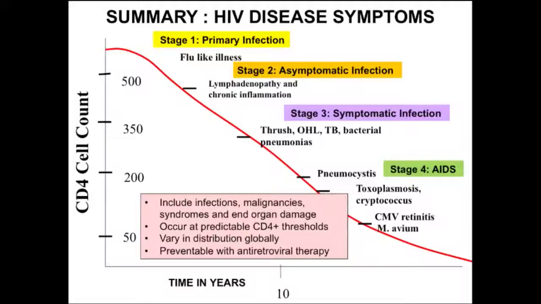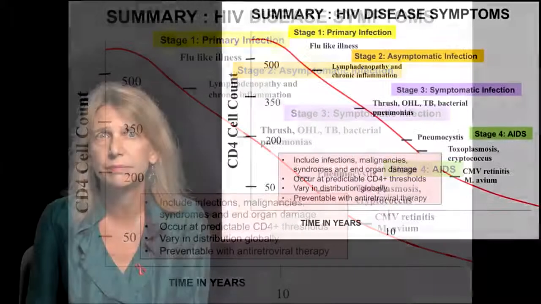On average, 10 years after HIV infection, patients develop AIDS-defining conditions when CD4 cell counts are approximately 200. Some of these conditions include pneumocystis pneumonia, toxoplasmosis, cryptococcosis, and in the very end stages of disease, when CD4 cell counts reach 50, patients develop conditions such as CMV retinitis and Mycobacterium avium.